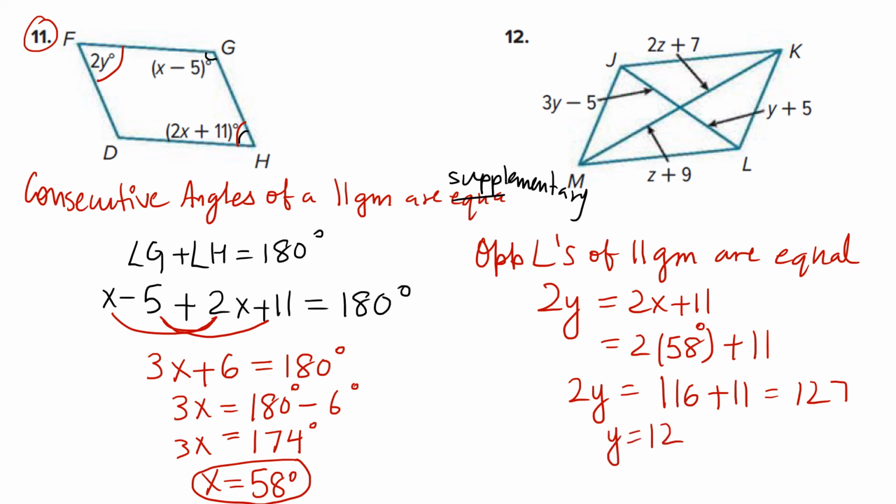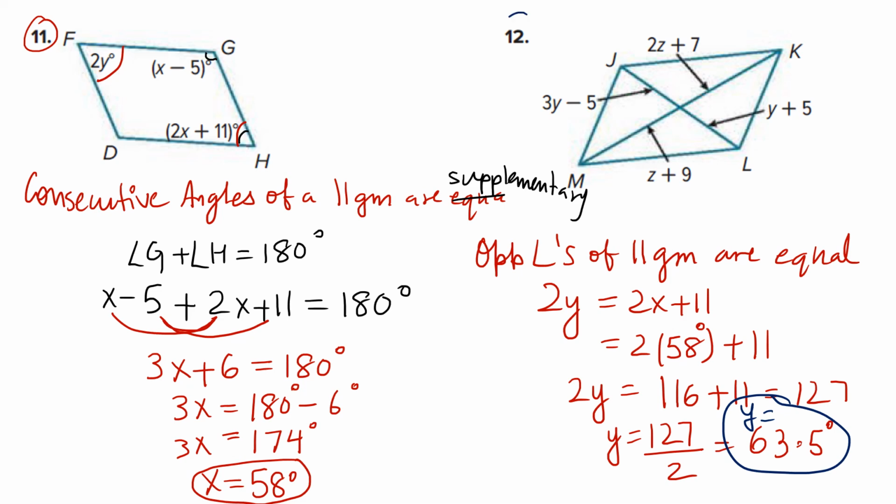So y would be 127 divided by 2. So here you are going to get a decimal. So 127 divided by 2 is going to give you 63.5. So that's how you get the value of x and y in the question.